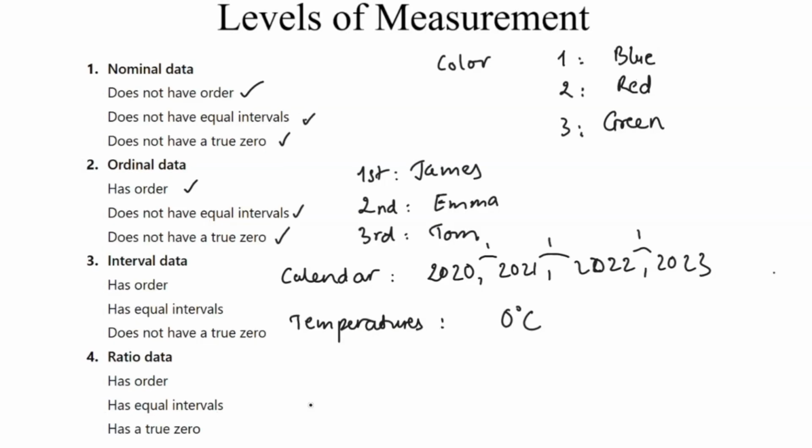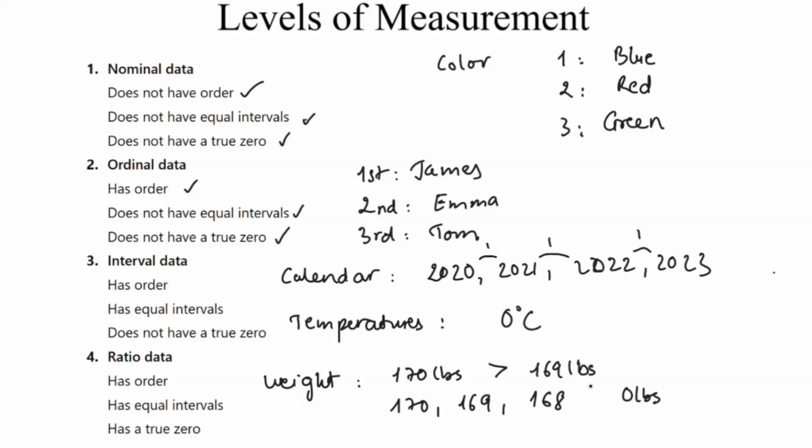Next one we're gonna go to ratio data. Ratio data has order. For example, weight of a human. So it has order because, for example, 170 pounds is greater than 169 pounds. You can compare the value of it. You can compare the data together. The ratio data has equal interval because 170, 169, 168, the gap between them is 1 pound. So it has equal interval. It has a true zero because 0 pound means they don't have weight.